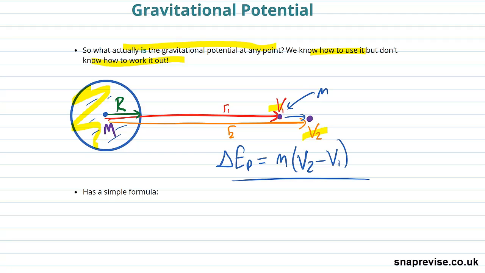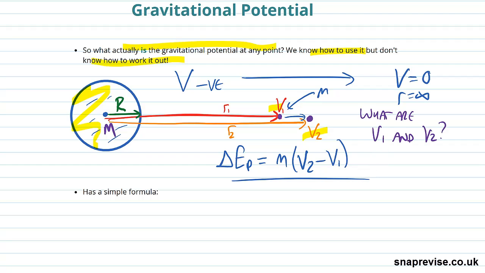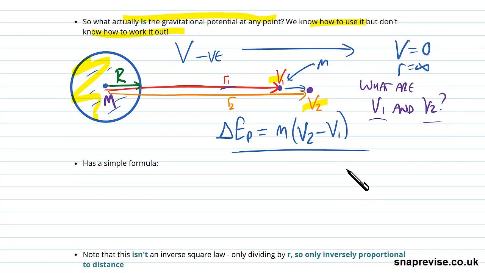Remember that potential energies are all negative, so potentials are negative here and increase up to V equals 0 at r equals infinity. So we can use that, but we don't actually know what V2 and V1 are. If we're told what V1 and V2 are, we can work out the change in energy, etc. And we've done that a bit. Or if we're told a starting one and then how much energy we put in, we can work out where we ended up. But we can't just work out, given a radius, what the potential is. And that's what we're going to do now.